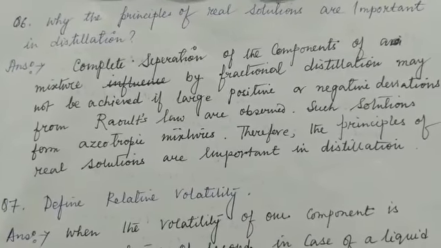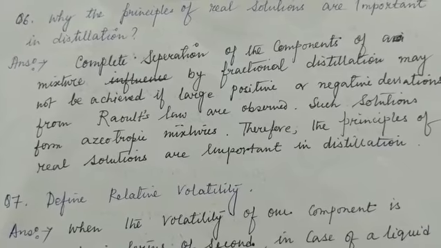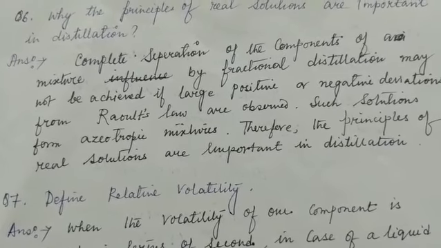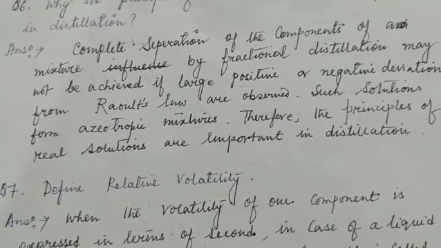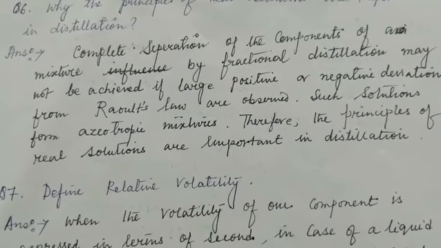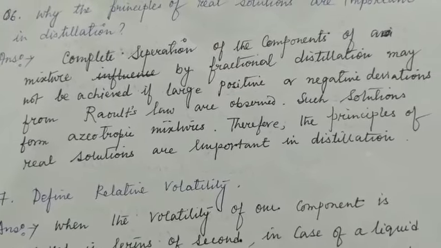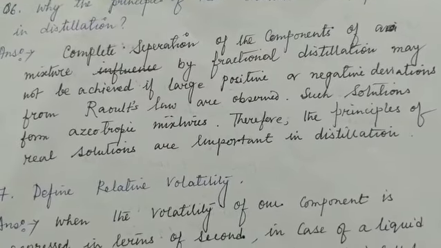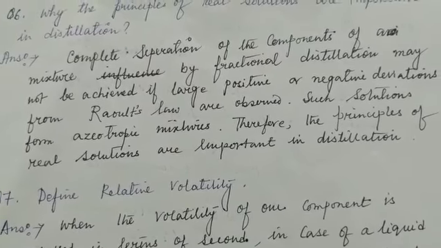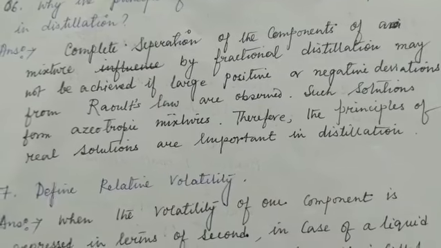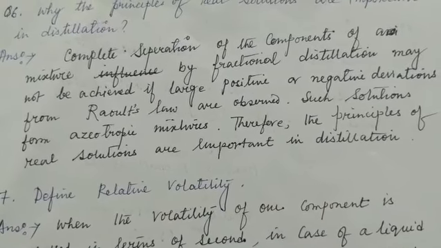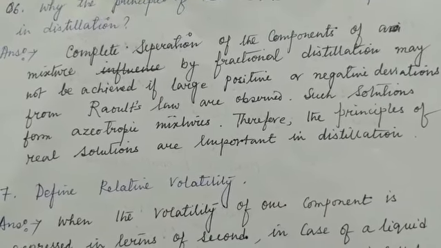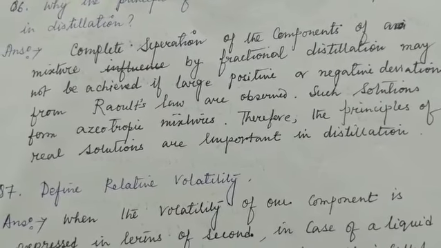Actually, if an azeotropic mixture occurs, it is very difficult to separate the solution. So if there are larger positive or negative deviations from Raoult's law, then the separation cannot be possible. So here complete separation of the components may not be achieved.